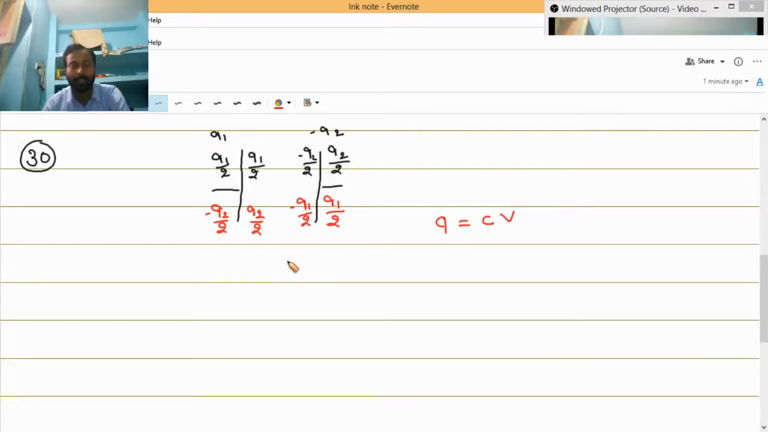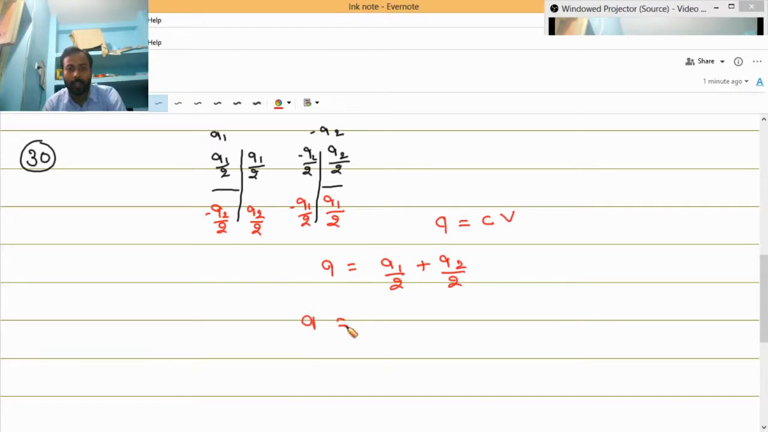To decide the charge of the capacitor, you can consider any of the plates from the inside part. You can consider this face or this face only. So decide the total charge on any of these two faces. Let me decide through this face. The total charge Q will be equal to Q1 upon 2 plus Q2 upon 2.